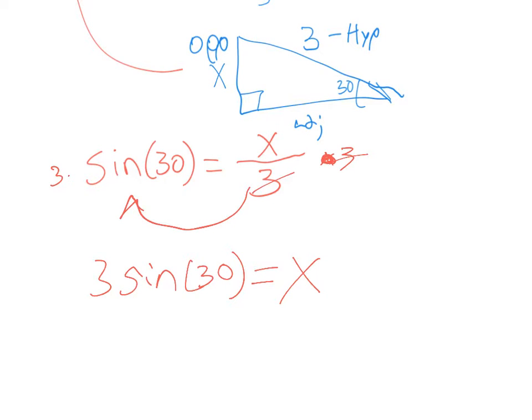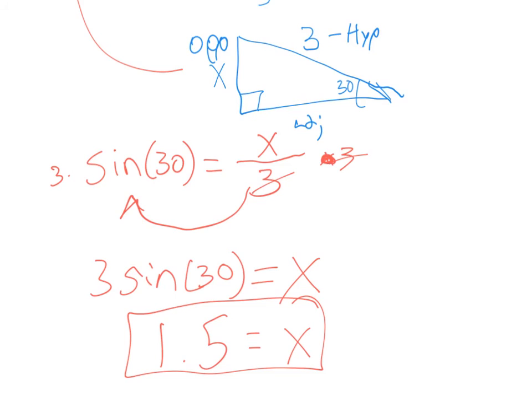And then I'm going to plug this into my nice fancy little calculator, and I'm going to go 3 times 30 sine, and I get 1.5 is equal to x. Okay? And so that would be my answer. And I will do the exact same thing if I'm using either cosine or tangent.